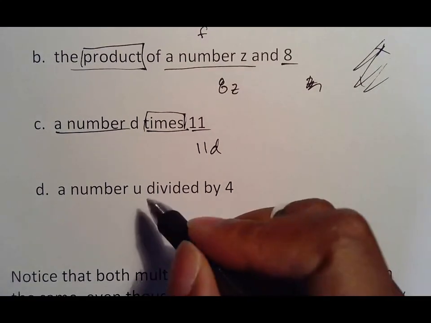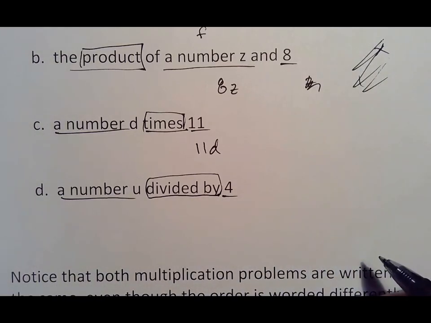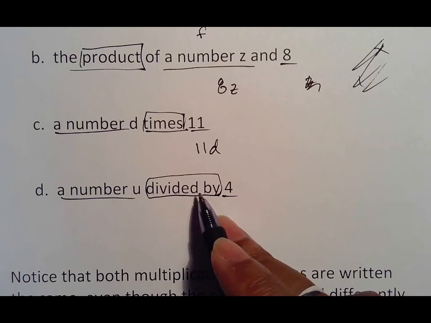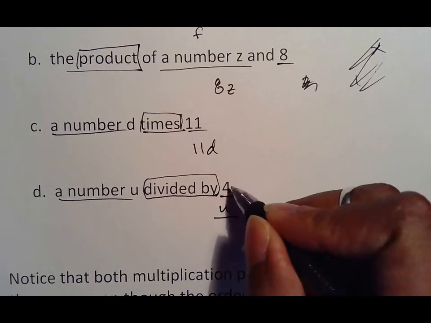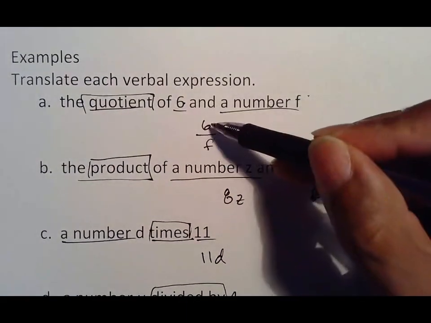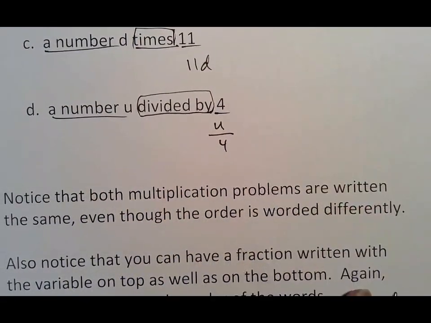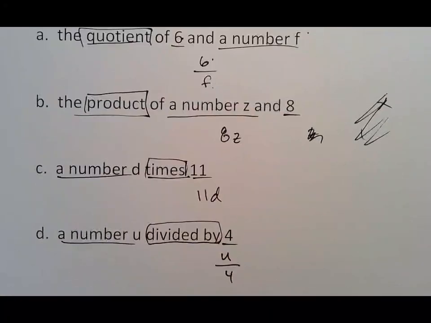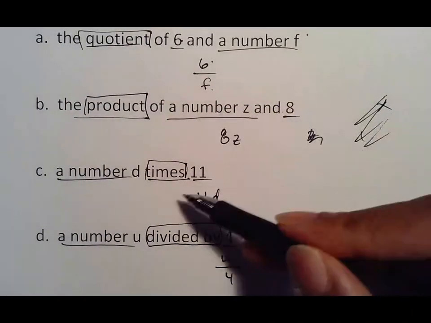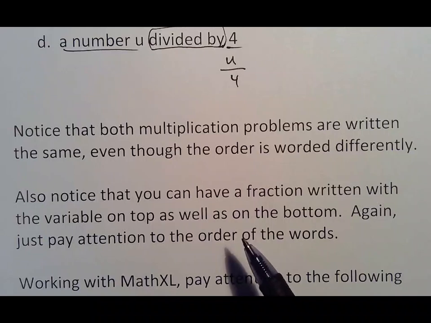A number u divided by 4. The phrase here is divided by. We have a number u, we have 4. Divided by means it should look like a fraction. The first thing stated is u, so u goes on top, 4 goes on the bottom. Let's look back and make sure you understand here. 6 was first, f was second, so 6 went on top. U was first, 4 was second, so u went on top. Notice that both multiplication problems are written the same. Looking back at this, these 2 are the same no matter what the order of the words is. Also notice you can have a fraction written with a variable on top as well as on the bottom. Again, just pay attention to the order of the words.